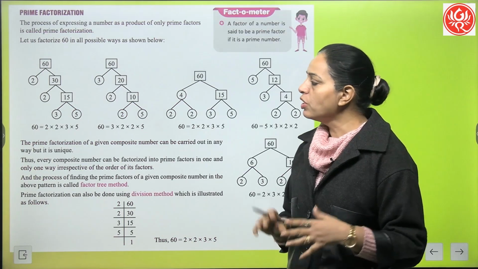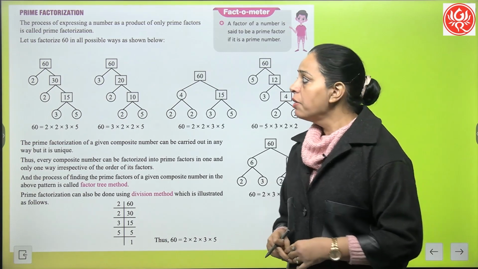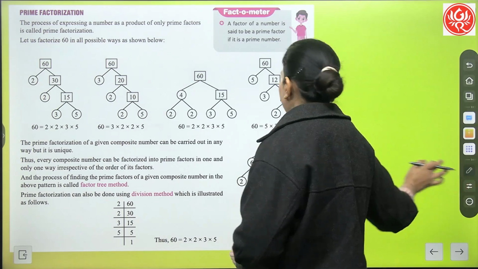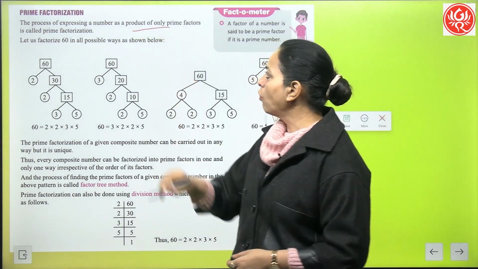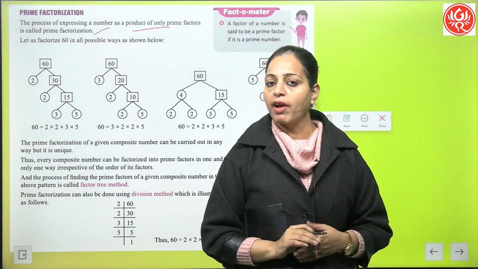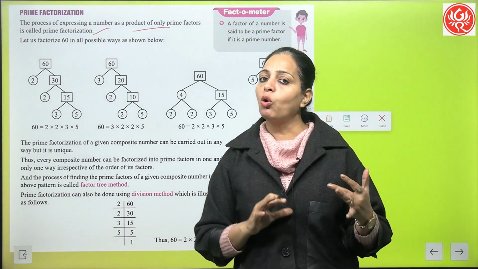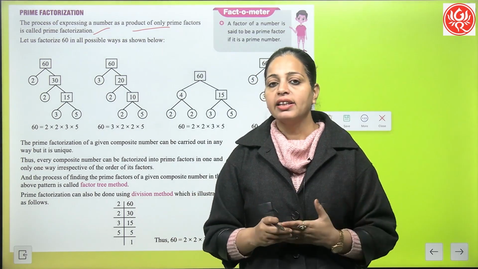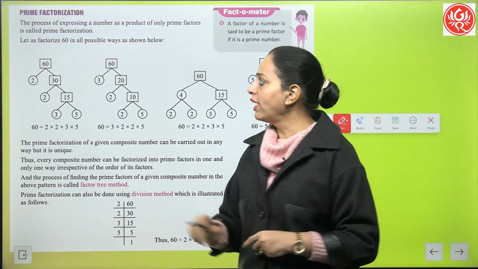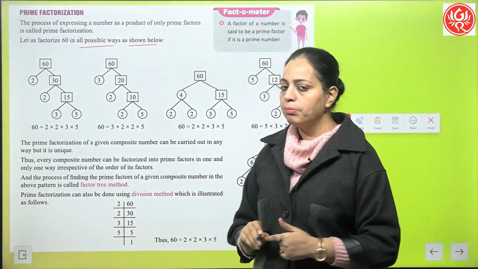Now we are coming to the next topic, prime factorization. Very interesting. Prime factorization means what? The process of expressing a number as a product of only prime factors is called prime factorization. जब हम किसी नंबर को प्राइम फैक्टर्स की प्रोडक्ट में एक्सप्रेस कर दें, that is the prime factorization. See, let us factorize 60 in all possible ways as shown below. We have one number, 60.